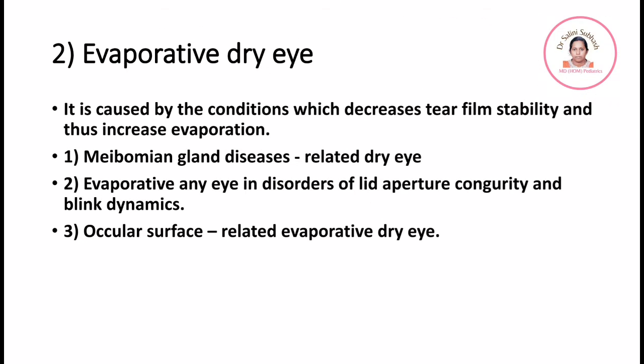Second type, evaporative dry eye. It is caused by the conditions which decrease tear film stability and thus increase evaporation. 1. Meibomian gland disease related dry eye. 2. Evaporative dry eye in disorders of lid aperture, congruity and blink dynamics. 3. Ocular surface related evaporative dry eye.